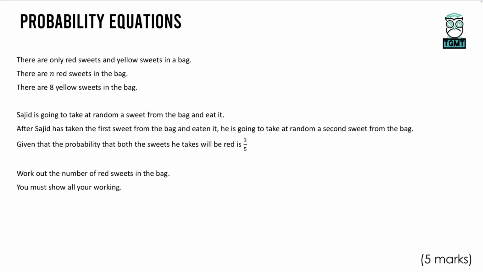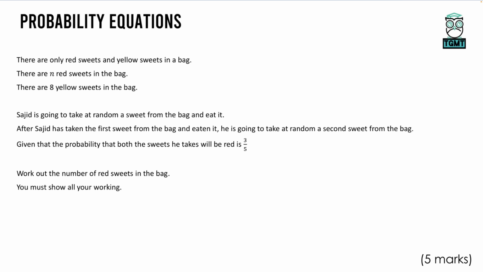Okay, and on to some probability equations. There's lots of different variations of this question. I will link a video in the description so you can check out some different variations. But this one here says that there are n red sweets in a bag and 8 yellow sweets in a bag. It says one of the sweets is going to be taken from the bag, eaten, and then a second sweet is going to be taken. Given the probability that both sweets will be red is 3 out of 5, we need to work out the number of red sweets in the bag.